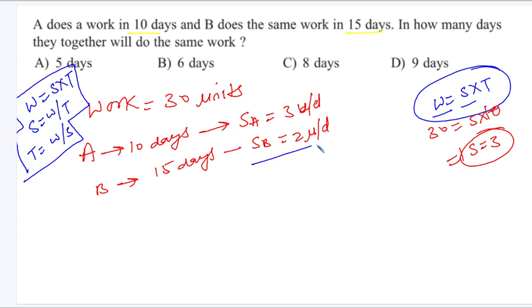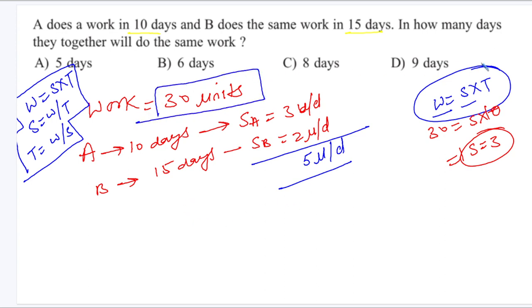Just remember this relation, and this will follow throughout the chapter. We can always add the speeds, not the time. Once we have the speed of A as 3 units per day and the speed of B as 2 units per day, the total speed of A and B is 5 units per day. Okay. Now the amount of work will remain the same. My question is in how many days they will together do the same work. So I have my same formula. Work is equal to speed cross time. Work is 30 units. Combined speed is 5 units per day.